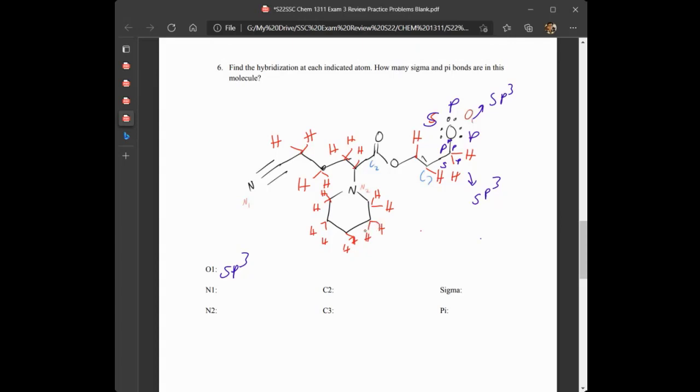Cool. So the first N has a lone pair, even if it's not shown, and a triple bond here, so it's sp. And then for the N2 right here, it's going to be sp, p, and then p. It's going to be sp3. Then you have C2, which is going to be sp and then p.